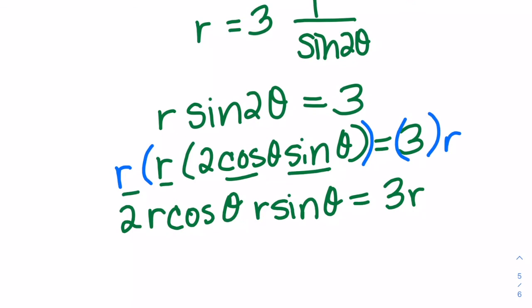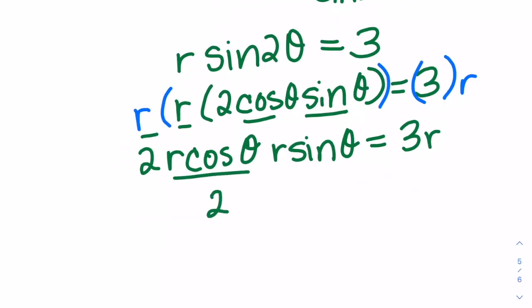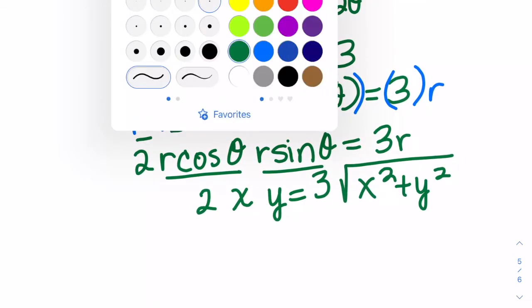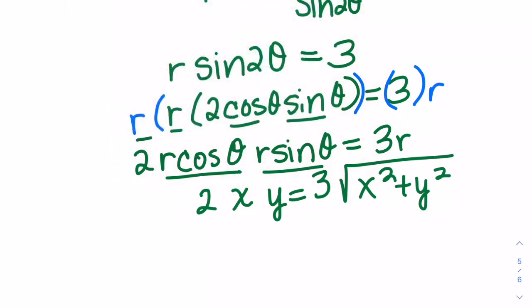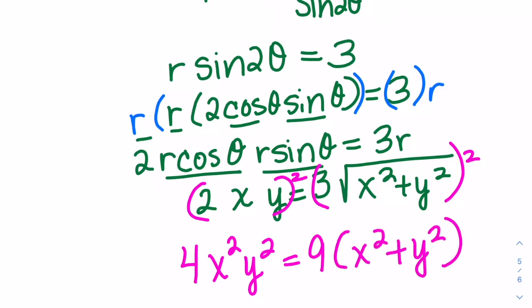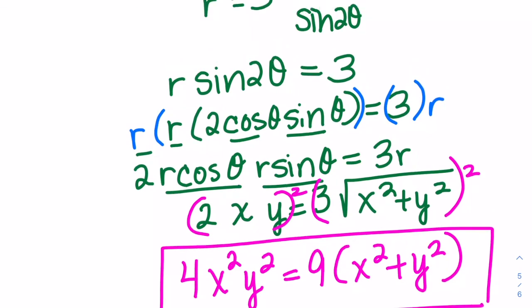Now we can start substituting. So we know that r cosine theta will be x, r sine of theta will equal y, and then r is going to be the square root of x squared plus y squared. Now we can get rid of that square root just by squaring both sides. So we'll get 4 x squared y squared equals 9 times x squared plus y squared. There isn't another way to write that nicely, so we'll just keep it in that form.